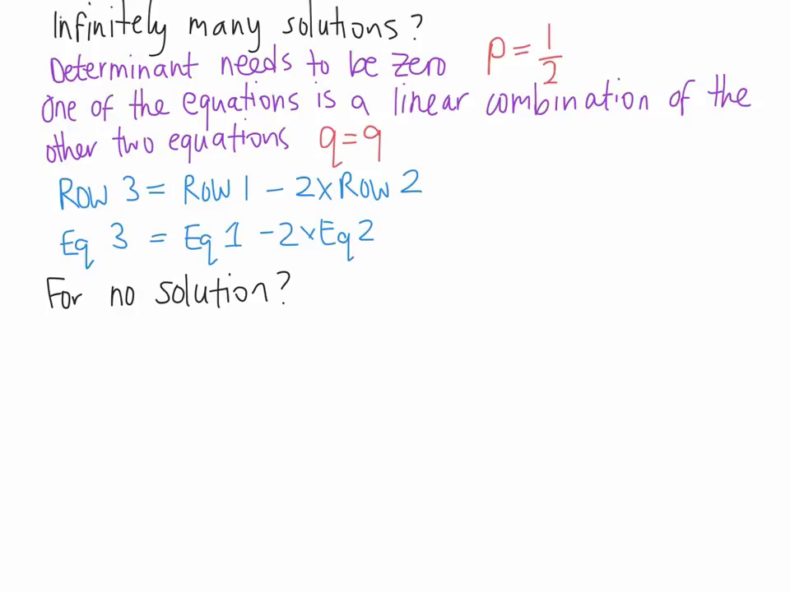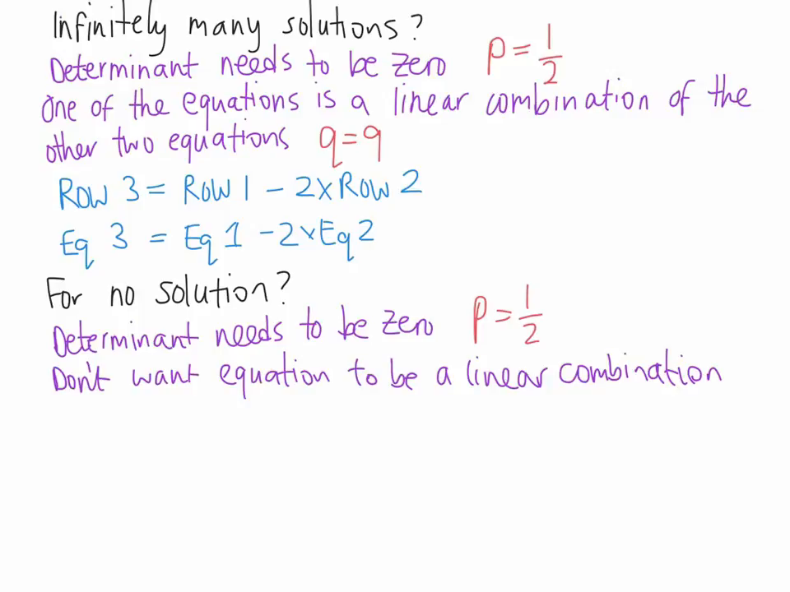How about in the case of no solution? Again, the determinant needs to be 0, so p is equal to a half. But in this case, we don't want one of the equations to be a linear combination of the other equations. So we don't want q to equal 9. So for any q that's not equal to 9, you won't get this linear combination stuff where one equation is actually made of the other two equations.